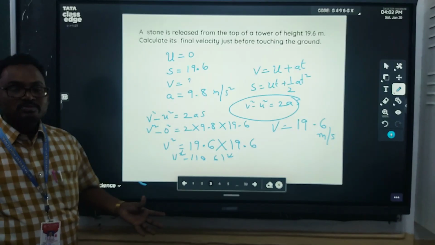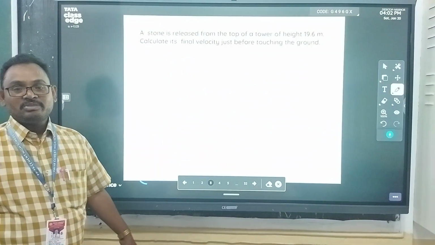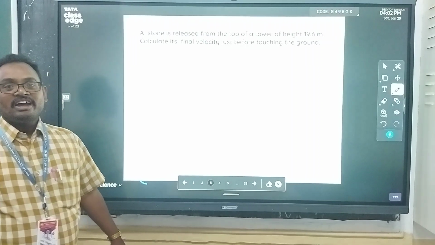Like this, you can solve the problem by using the universal gravitational force, at the same time the uniform accelerated motion formula and the gravitational acceleration formula.